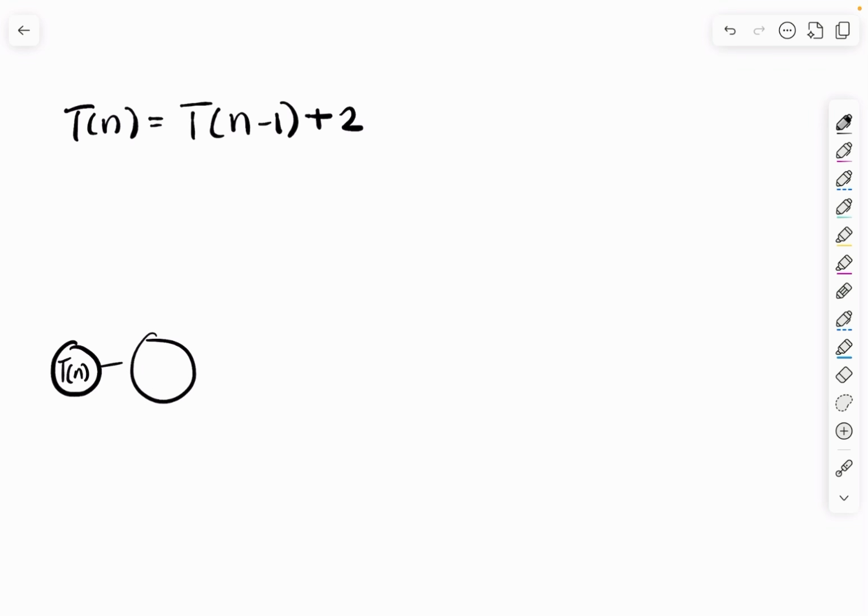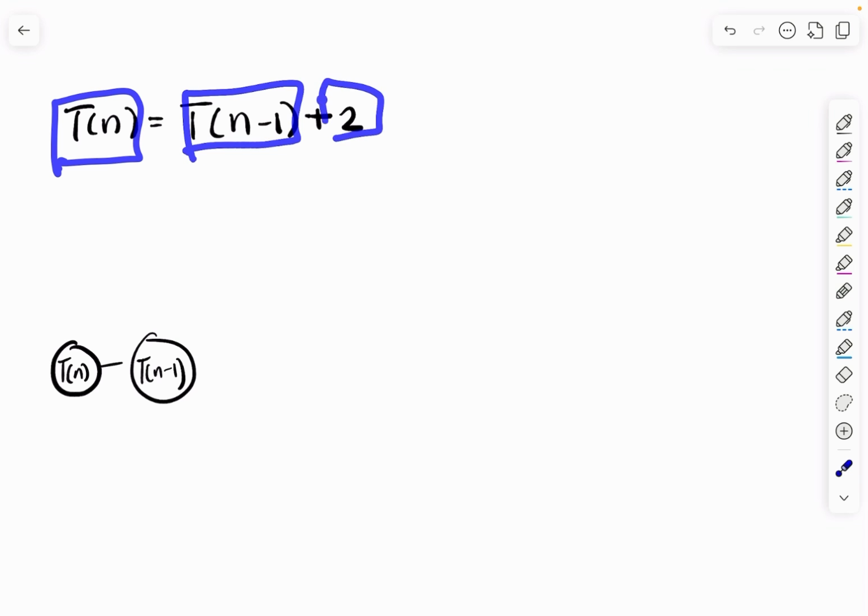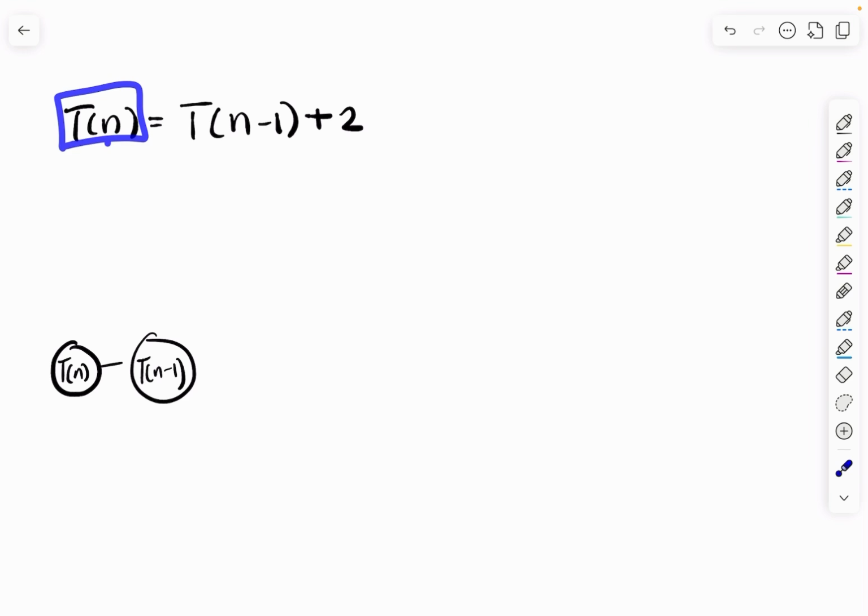What's that child going to be? This entire thing. It's going to be T of n minus 1. Why? Because what it's saying is that the cost of solving this problem is going to be the cost of solving this sub-problem plus just 2 units of work. Sub, as in the problem is made smaller. We're making it smaller by subtracting 1 each time.